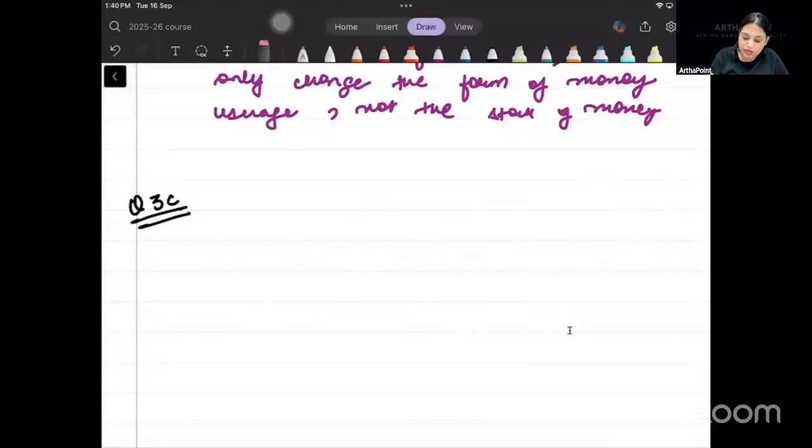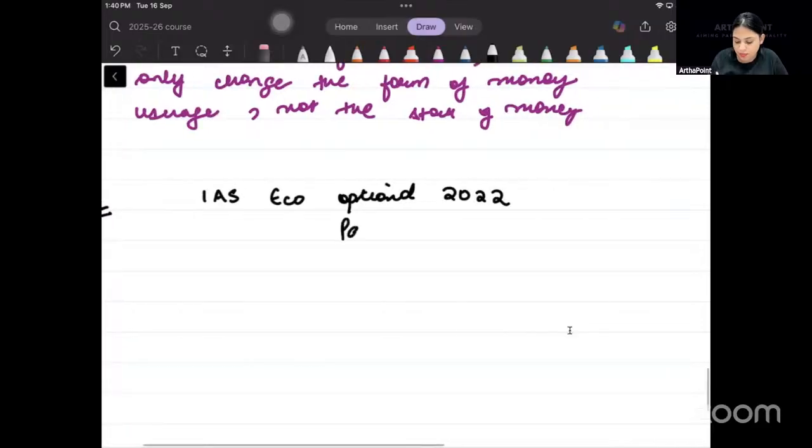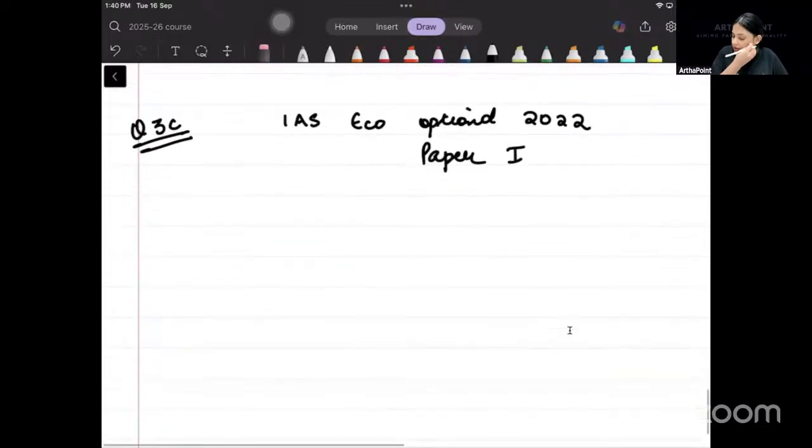But I am doing IAS Economics Optional 2022 Paper 1 Question 3c. I started writing in my words. Please write down the actual wording.